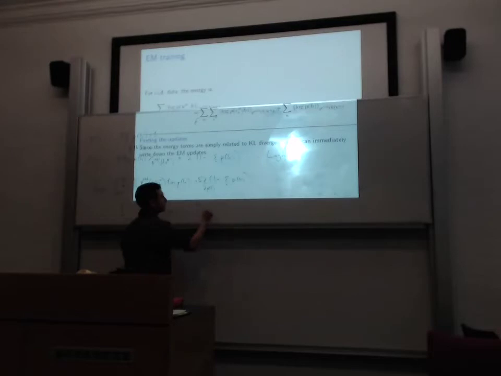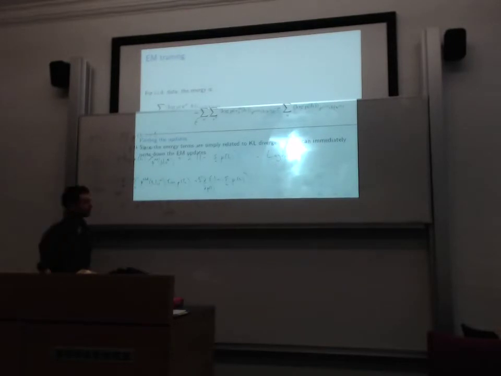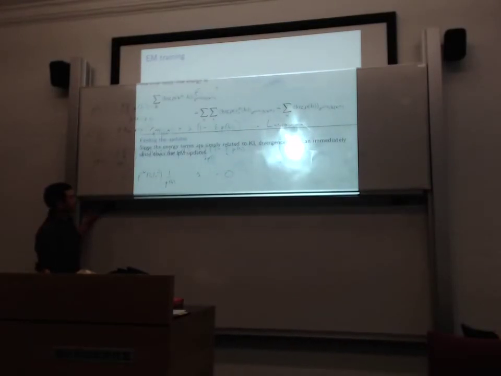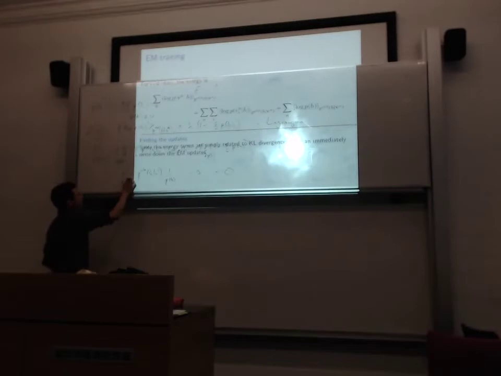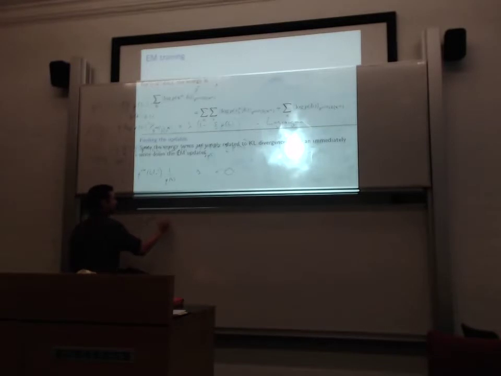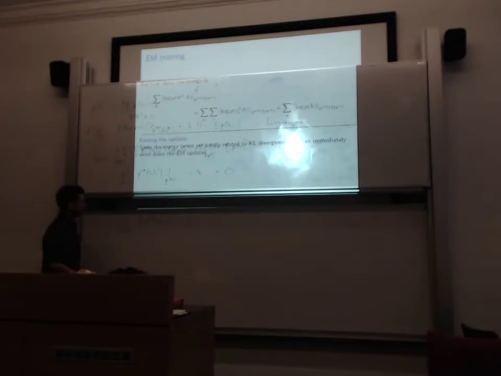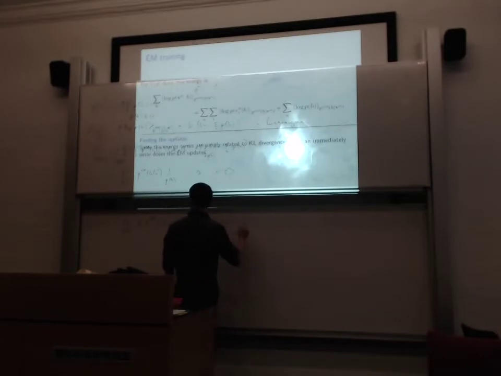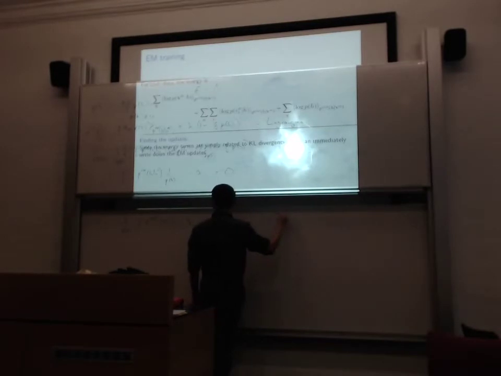Then we equate this to 0 to find the stationary point. Okay, so now this is a sum over n, h. We can bring this out, so 1 over p of h, sum over n of p old of h given x_n, equals lambda. So this says that p of h is equal to 1 over lambda, sum over n of p old of h given x_n.